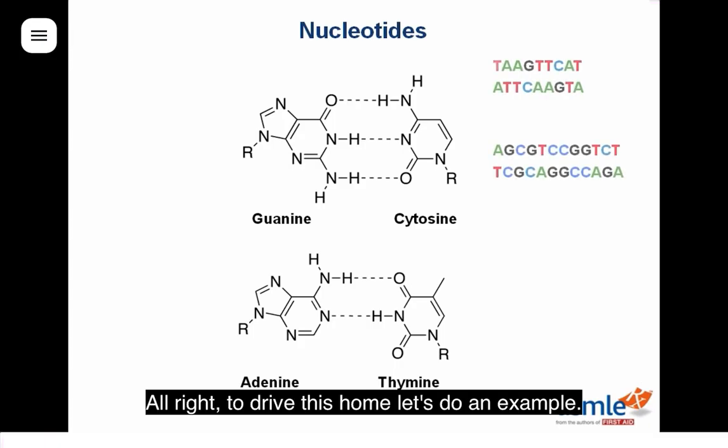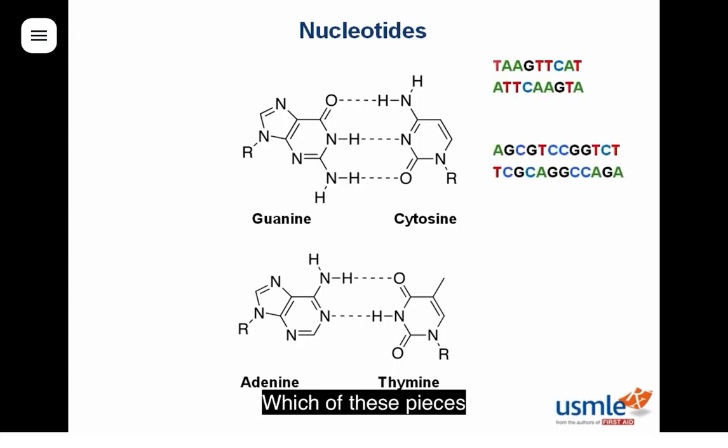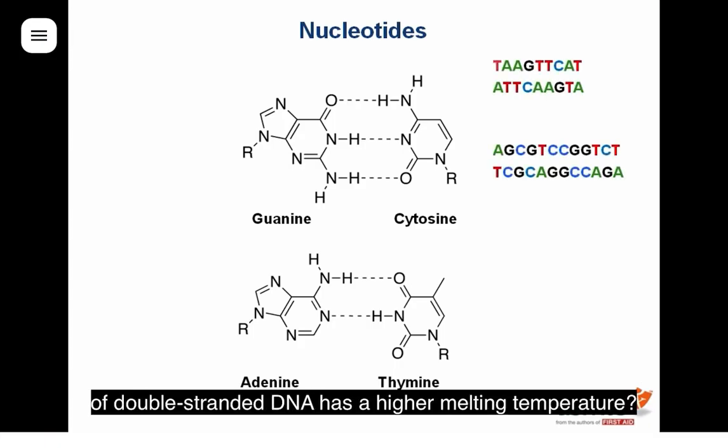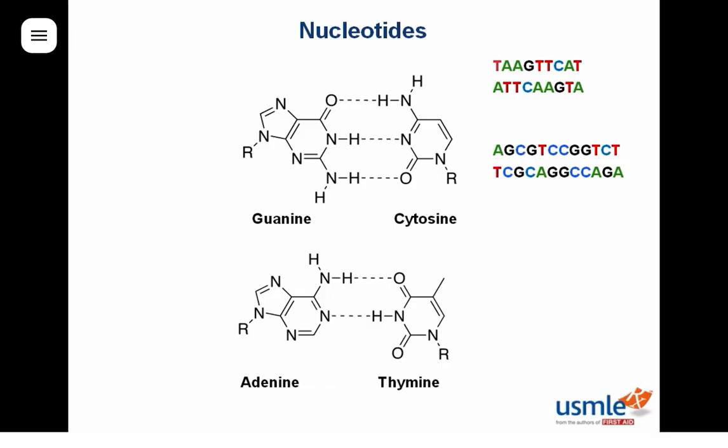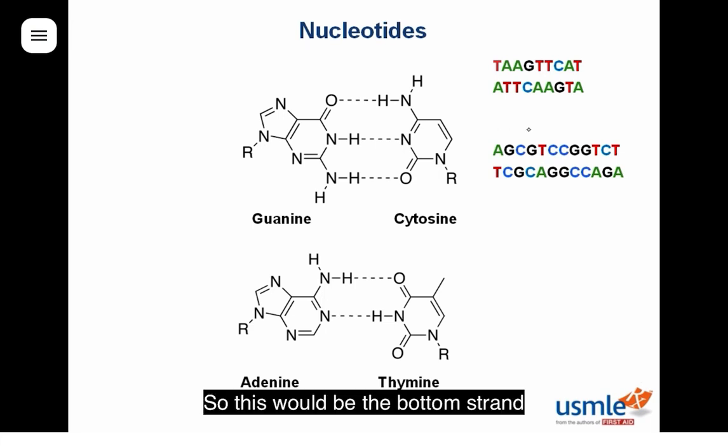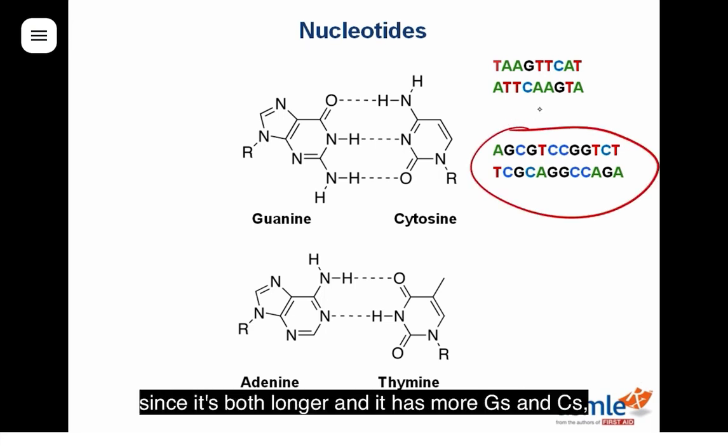Alright, to drive this home, let's do an example. Which of these pieces of double-stranded DNA has a higher melting temperature? I'll give you a couple seconds to think about it. So this would be the bottom strand, since it's both longer and it has more G's and C's, both of which help the strands stay together and increase the melting temperature.